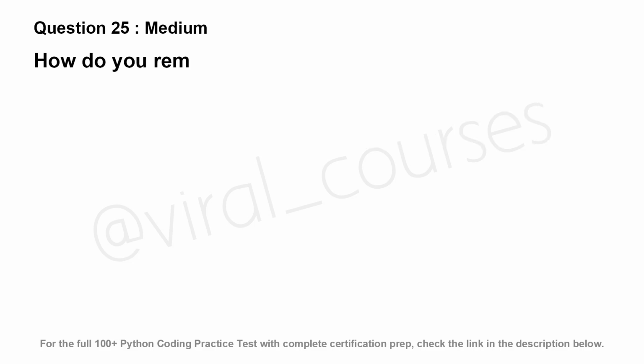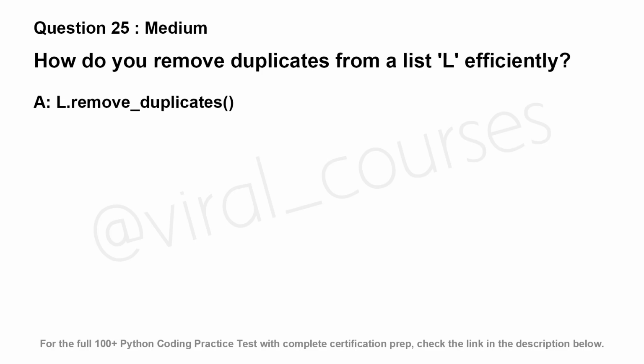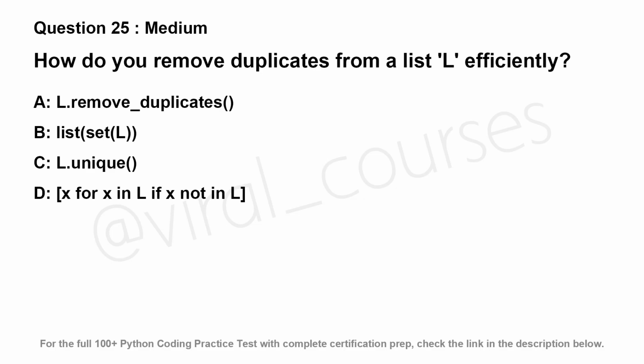How do you remove duplicates from a list L efficiently? Option A, L.remove_duplicates(). Option B, list(set(L)). Option C, L.unique(). Option D, [x for x in L if x not in L].